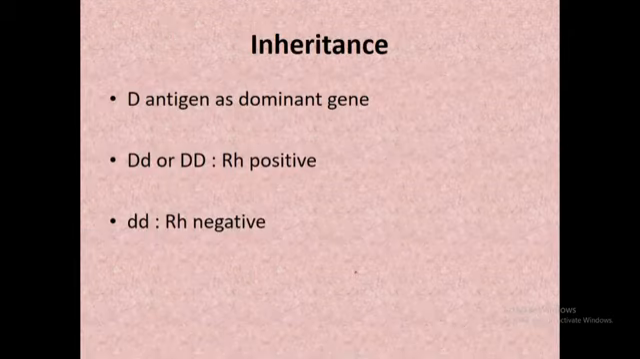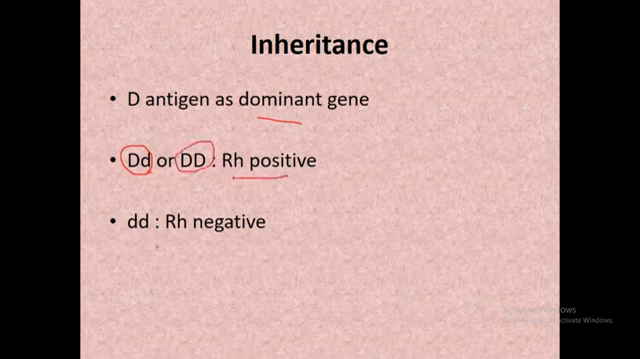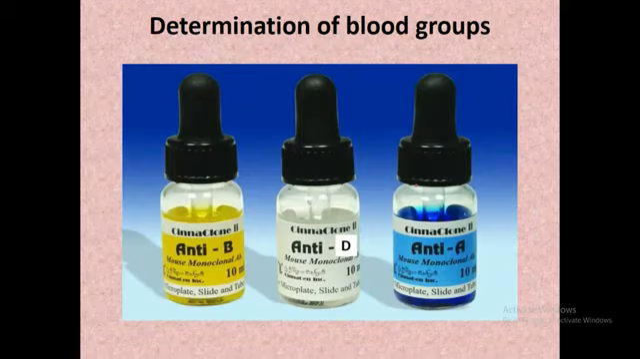Inheritance. D antigen is a dominant gene. With capital D and small d in combination, the D antigen is the dominant gene. When both are capital D, the person has blood group Rh positive, and if both are small d, without any presence of the dominant gene, then the person has blood group Rh negative.